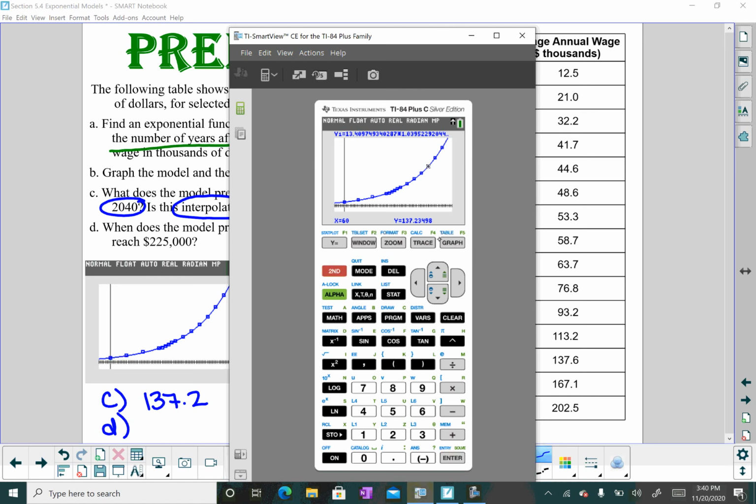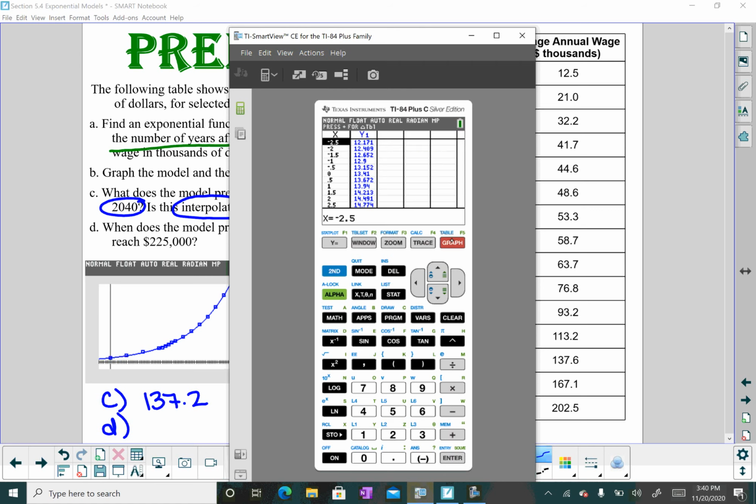So I'm going to hit second graph. And let me actually change my table settings so they're regular ones like you guys have. Let's try that again. Second graph. There we go. And I'm looking for the first time that we reach 225,000.